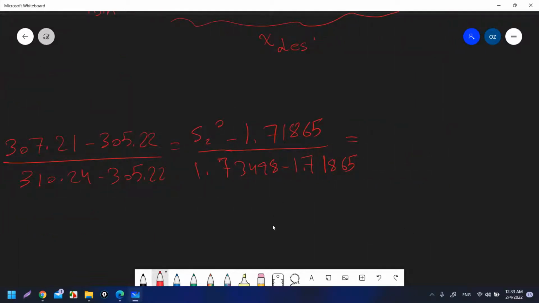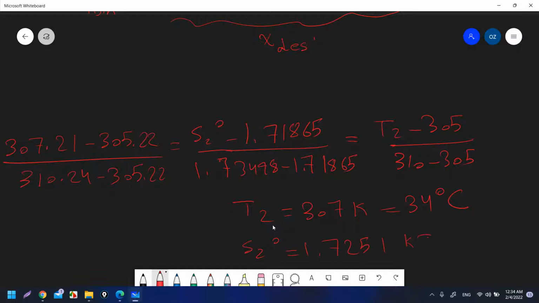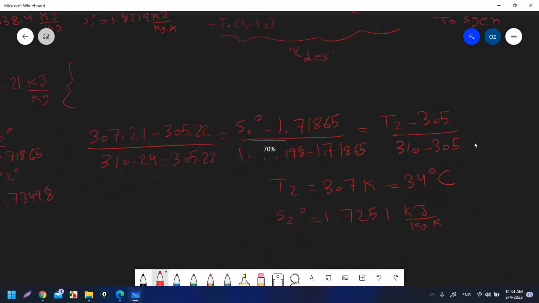For temperature, T2 minus 305 over 310 minus 305. T2 will be equal to 307 Kelvin, and it is equal to 34 degrees Celsius. And for S2 naught, it will be 1.7251 kilojoule per kilogram Kelvin. And okay, we found part A, T2.